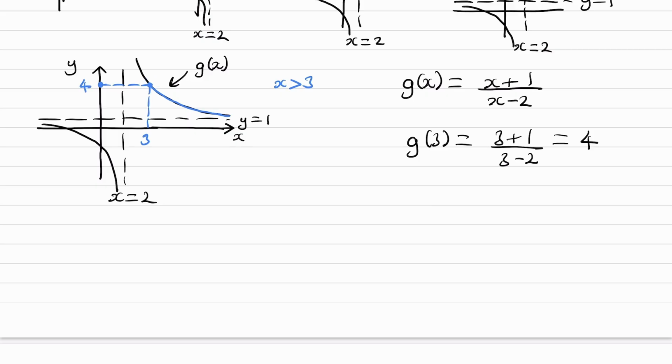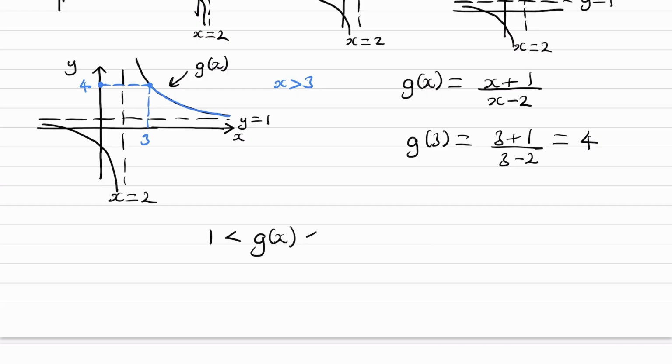Okay, so the range. The range is the y values. We're starting here, the y value is 4, or actually we're starting just after that point. So we start with a y value just less than 4, and then we go all the way to where the curve approaches y is equal to 1, but it never reaches it. So therefore our range would be 1 to 4, not inclusive.